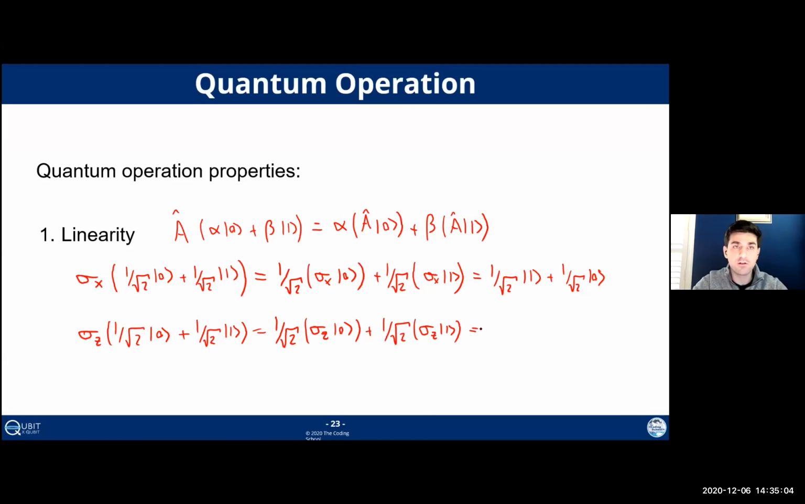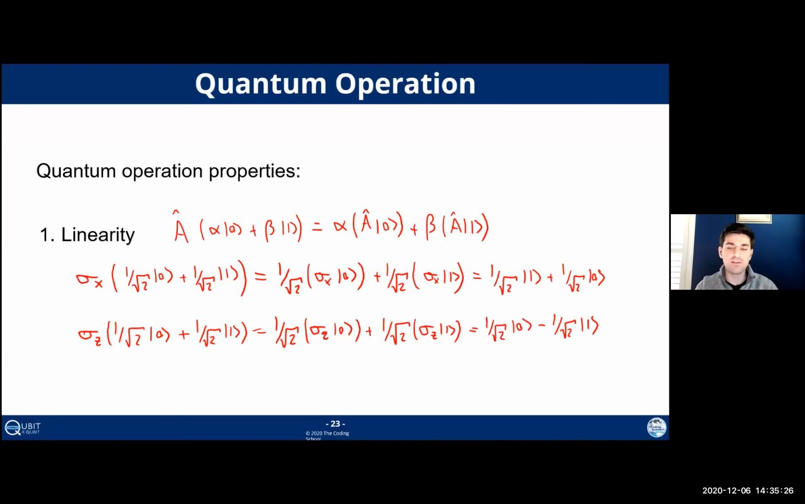And sigma z applied to 0 doesn't change 0. So I have 1 divided by square root of 2 times the 0 state. And then sigma z applied to the 1 state gives you a negative 1. So I have minus 1 divided by square root of 2 times the 1 state.